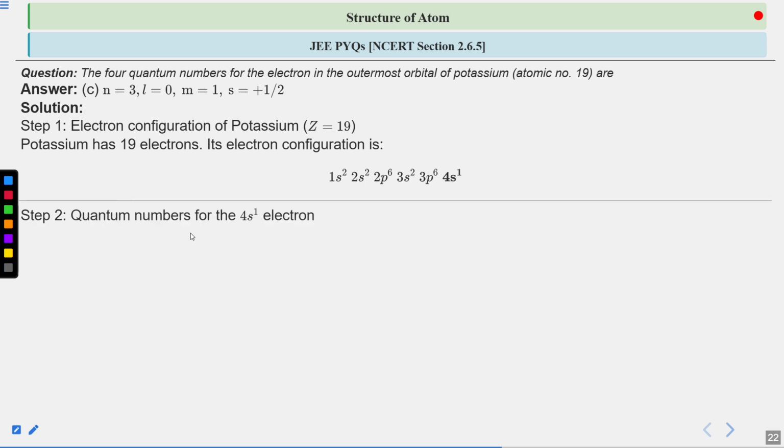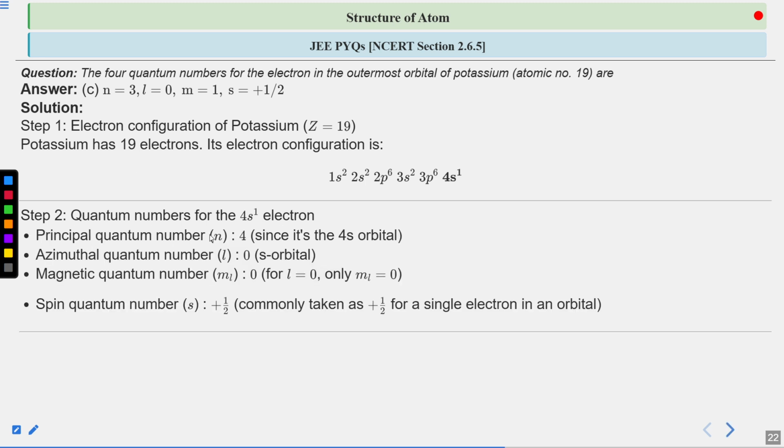Now step 2 involves the quantum numbers for the 4s1 electron. So the different quantum numbers for the electron in 4s1 are: principal quantum number, which is 4, because the 4 is written here, right? So n is equal to 4, since it's the 4s orbital. Azimuthal quantum number represented by l, for s orbital is 0, so l will be 0 for s orbital.